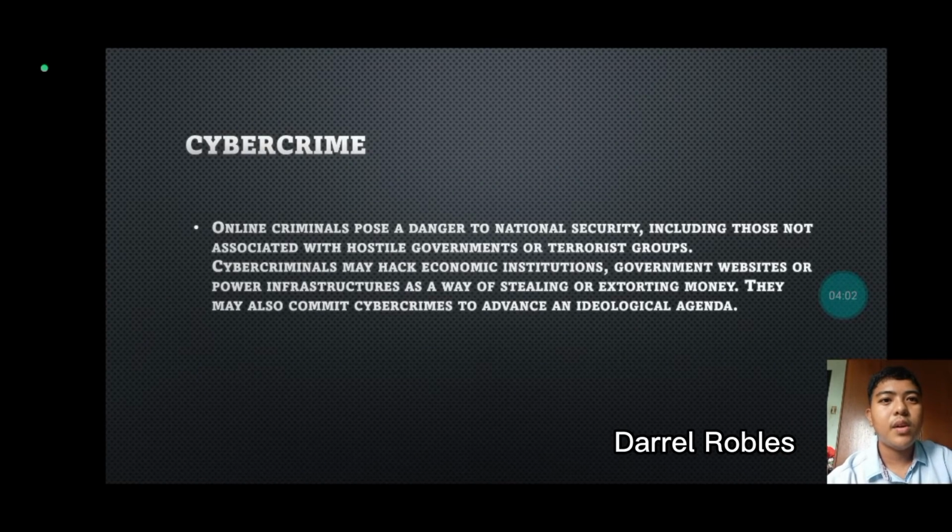The fourth one is cybercrime. Online criminals pose a danger to national security, including those not associated with hostile governments or terrorist groups. Cybercriminals may hack economic institutions, government websites, or power structures in a way of stealing or extorting money. They may also commit cybercrimes to advance an ideological agenda.